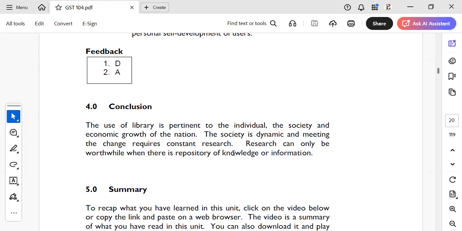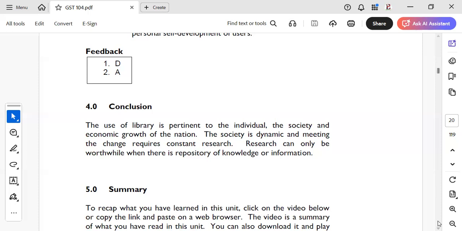Research can only be worthwhile when there is a repository of knowledge or information. What we are saying is that if you want to research into a new thing now or something that has happened before, it will only make sense and be interesting to you when there is a place where you can go and consult for things that have happened in the past. And that is the work of libraries. You find those information there. Some of them even have materials that are related to museums and the rest of them, that give you insight into deep events that have happened in the past.